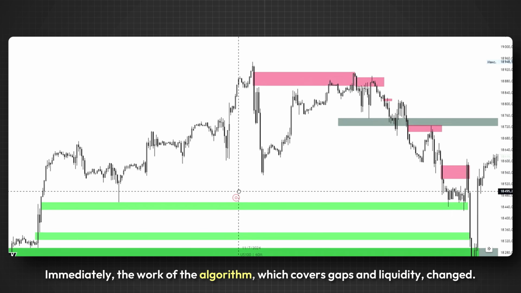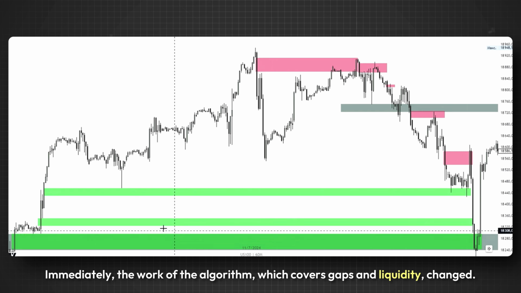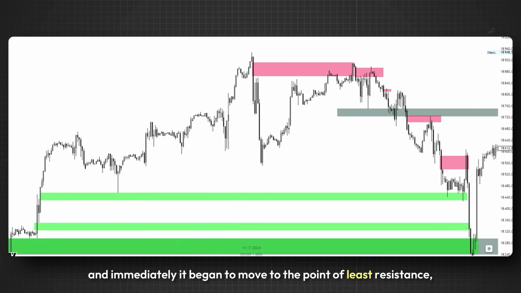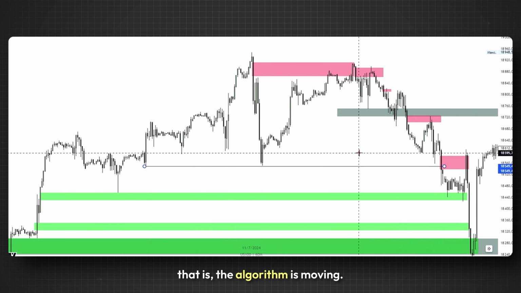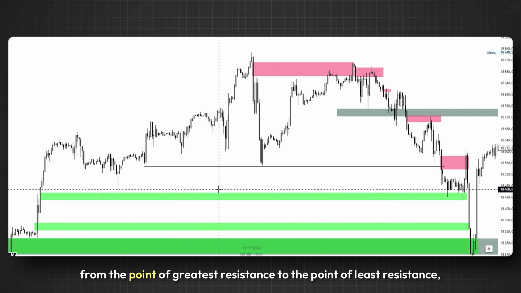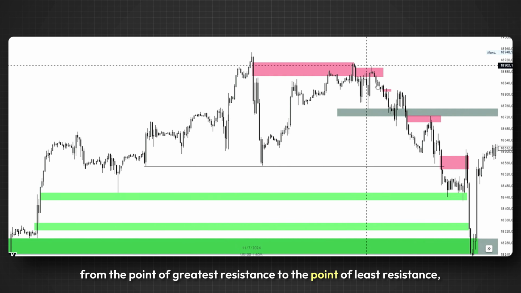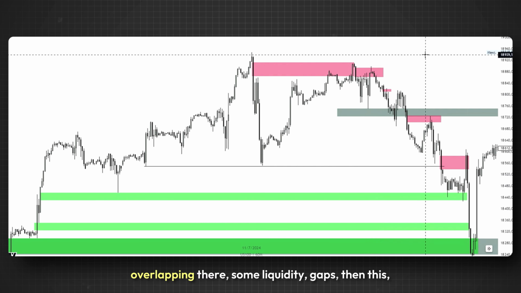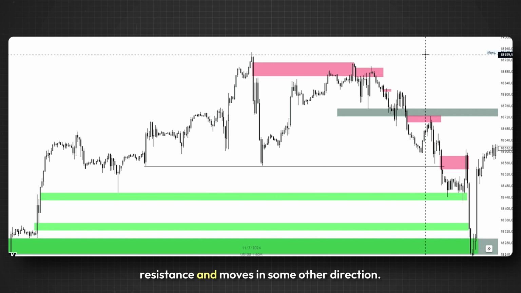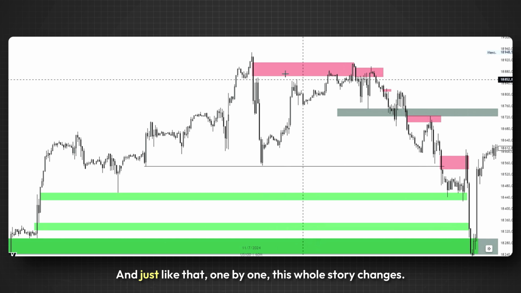Immediately, the work of the algorithm, which covers gaps and liquidity, changed. And immediately, it began to move to the point of least resistance. That is, the algorithm is moving from the point of greatest resistance to the point of least resistance, overlapping some liquidity, gaps. Then, when the work was done, that point definitely becomes the point of greatest resistance and moves in some other direction. And just like that, one by one, this whole story changes.